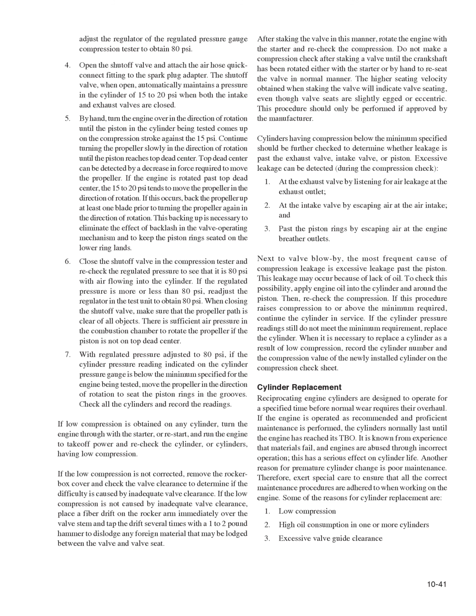7. With regulated pressure adjusted to 80 pounds per square inch, if the cylinder pressure reading indicated on the cylinder pressure gauge is below the minimum specified for the engine being tested, move the propeller in the direction of rotation to seat the piston rings in the grooves. Check all the cylinders and record the readings.